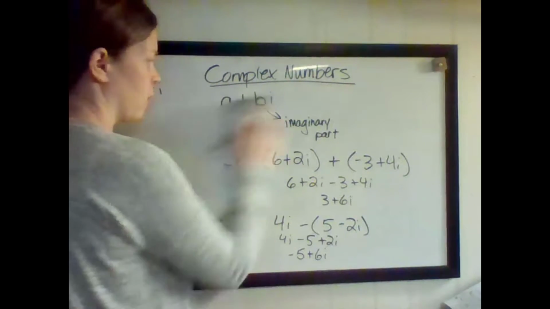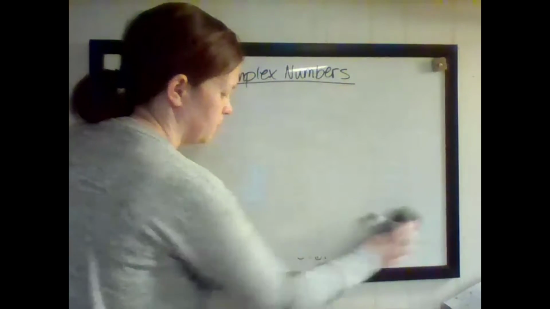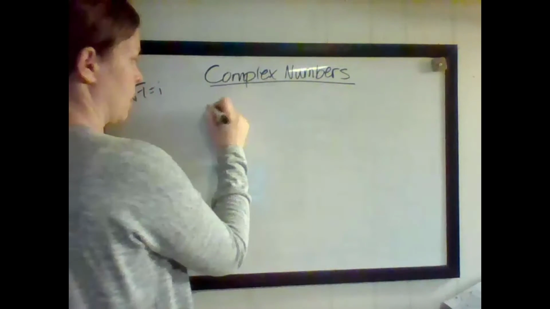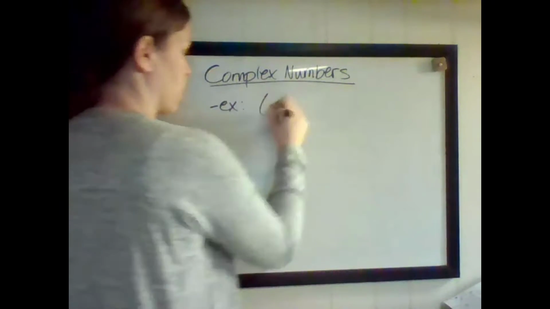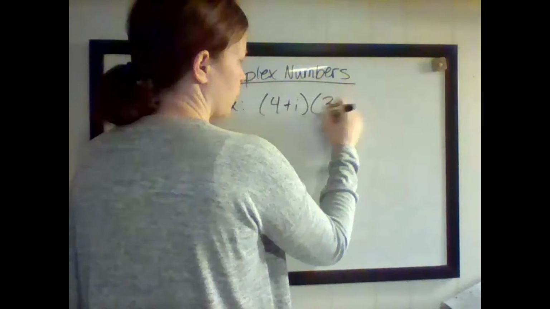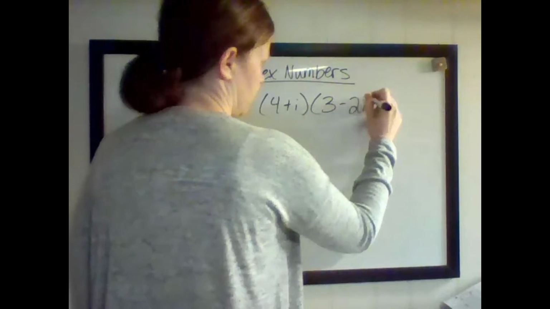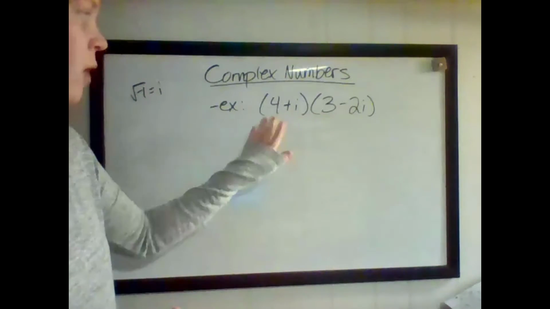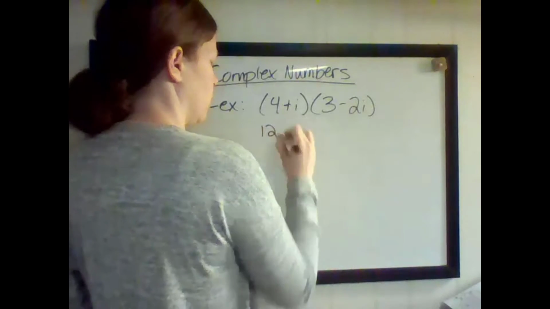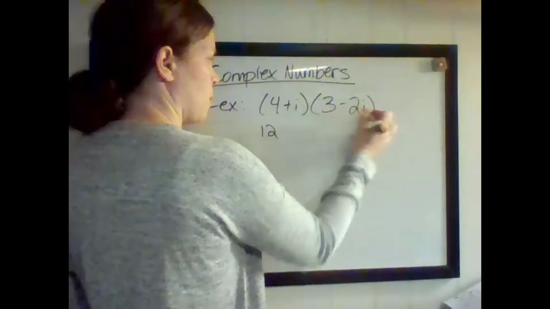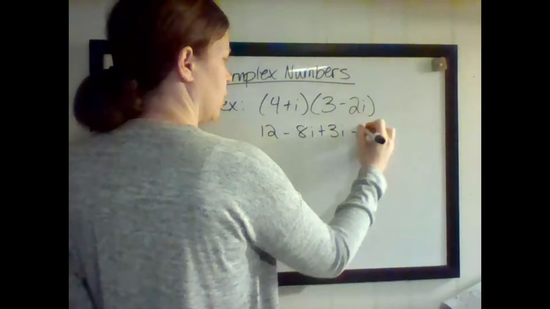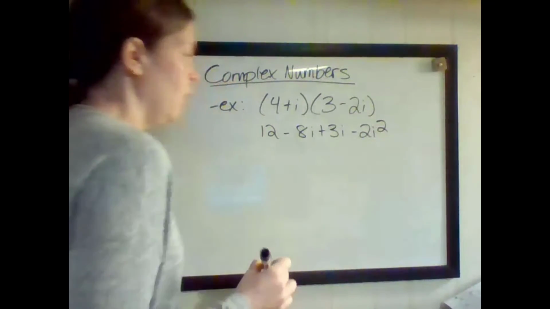Now how about a multiply one? Let's do (4 plus i) times (3 minus 2i). So we've got a complex number times another complex number. Let's FOIL it out. 12 minus 8i plus 3i minus 2i squared.